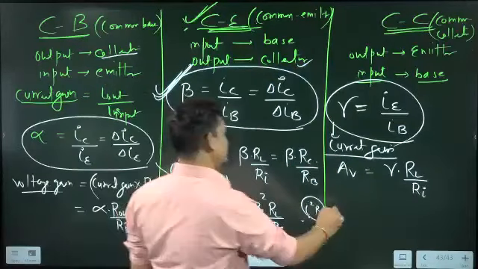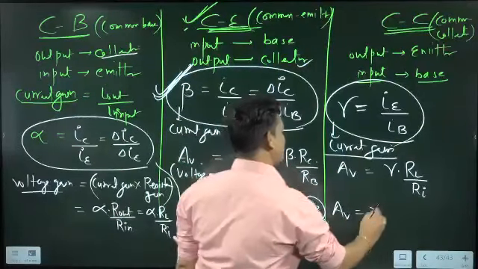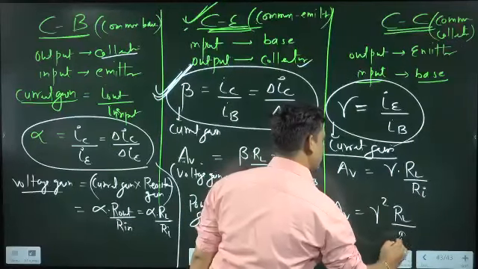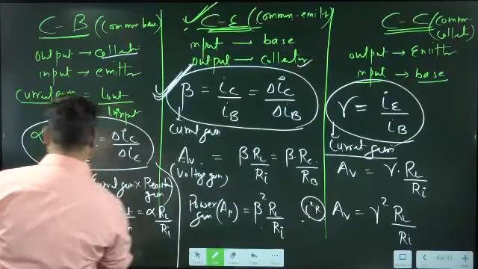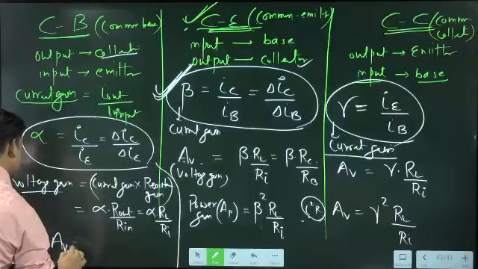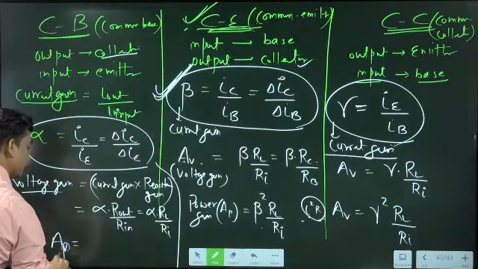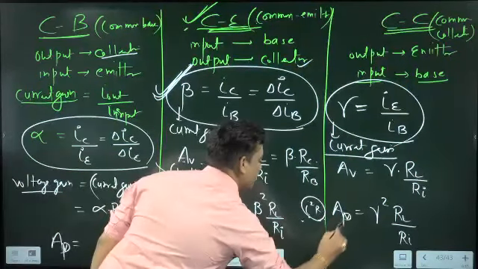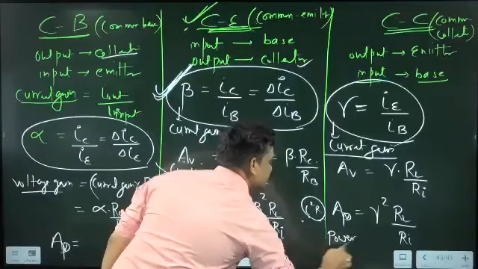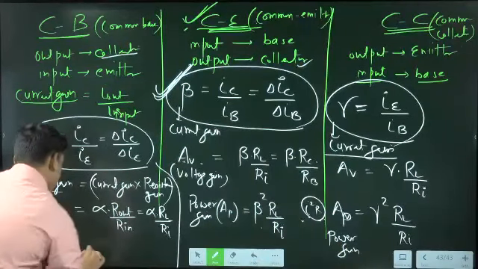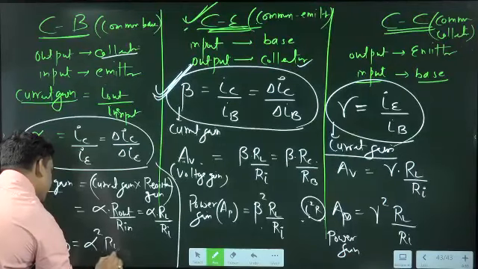Here in this one I don't have to remember, gamma square into RL by RI. And here power gain, amplification of power, AP, this is the power gain. So power gain will be in this one alpha square into RL by RI.